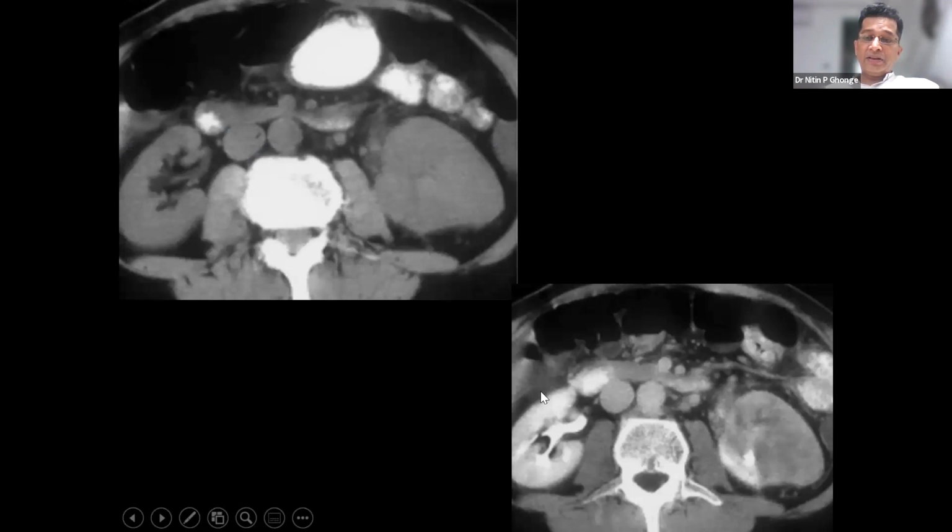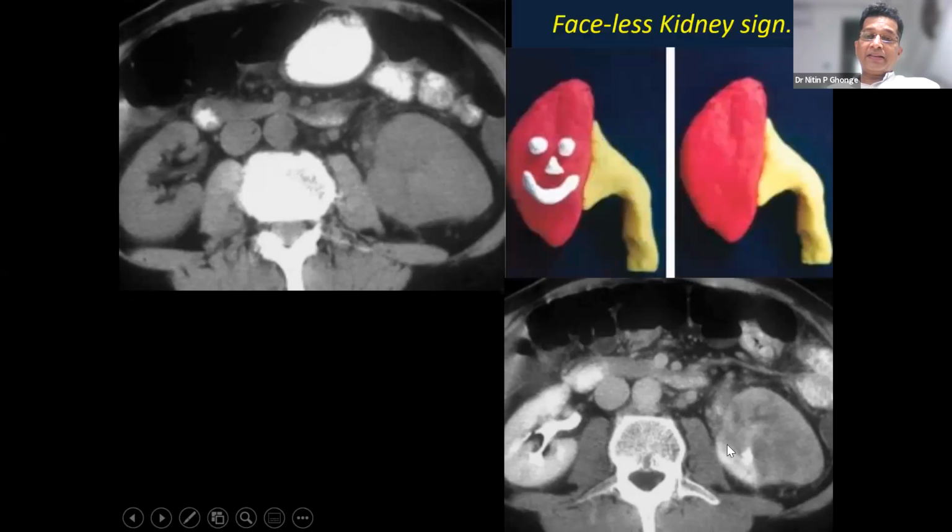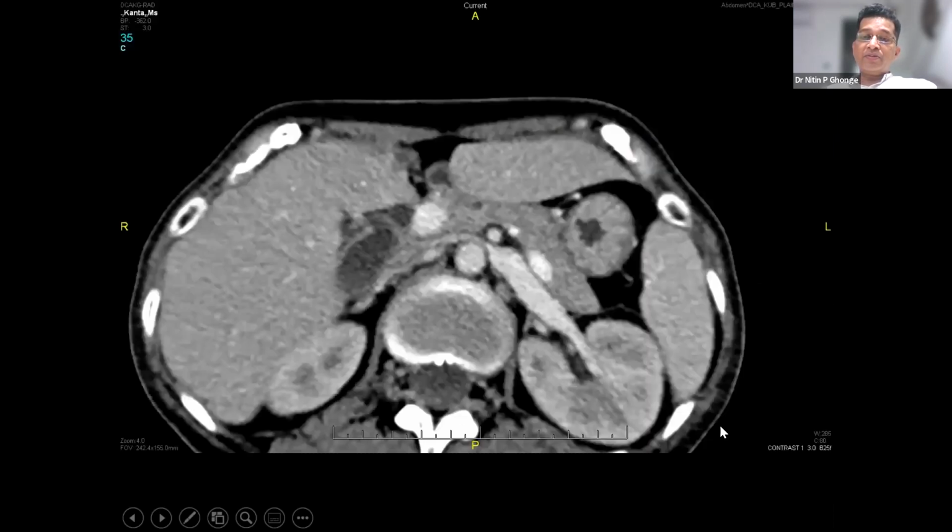As I told previously, this is the right kidney, this is the right renal hilum, this is plain scan, this is contrast scan, this is normal. On the left side, we don't see the hilum, there is abnormal lesion here which is filling the hilum. So this is a faceless kidney. Once there is faceless kidney, it can be because of TCC of the kidney, or it can be because of the lymphoma of the kidney.